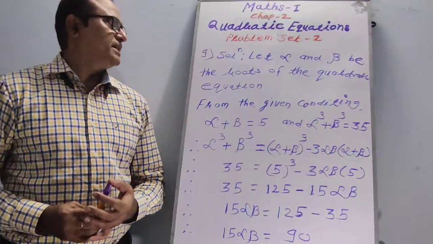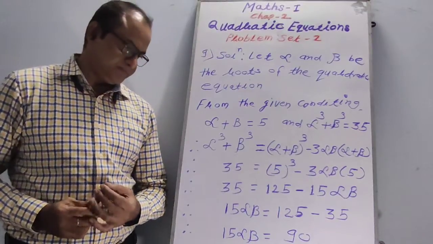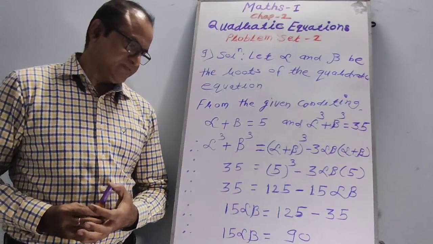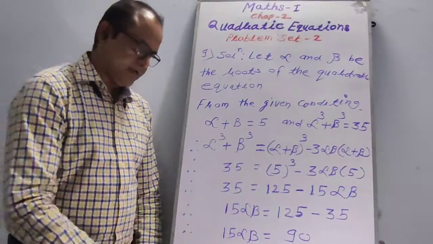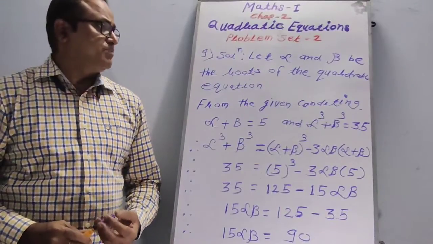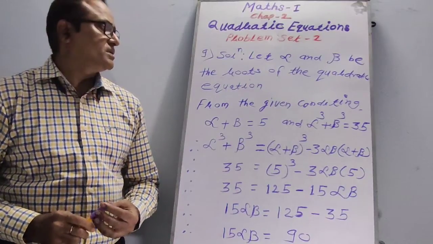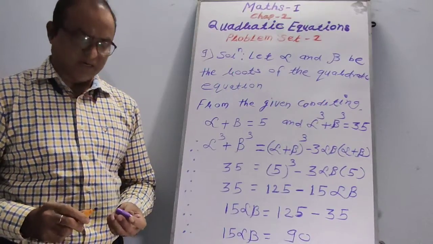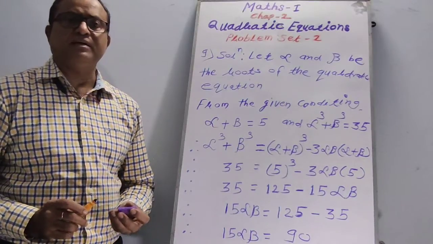Problem set 2, example number 9. I am reading example number 9. You listen to it carefully. The sum of two roots of a quadratic equation is 5 and the sum of their cubes is 35. Find the equation. In this example, how can we find the equation? First, we have to find alpha plus beta and alpha into beta. Then you can find the equation.